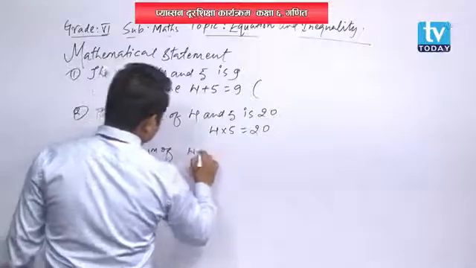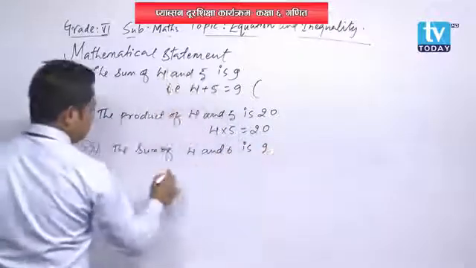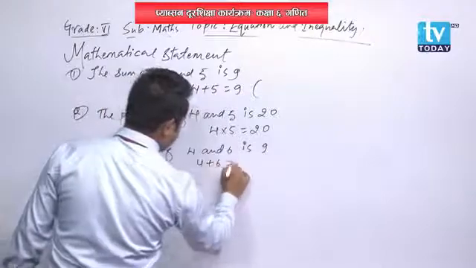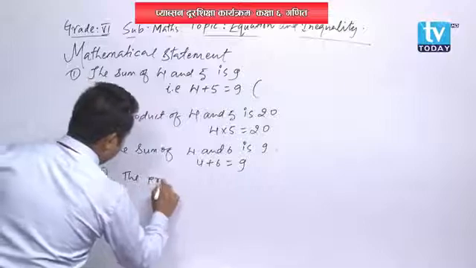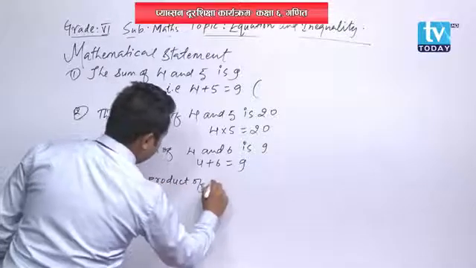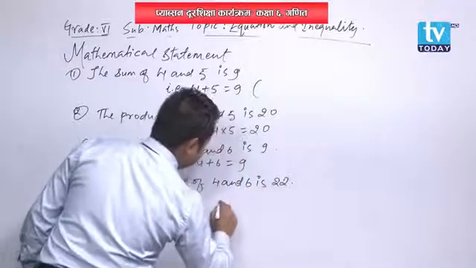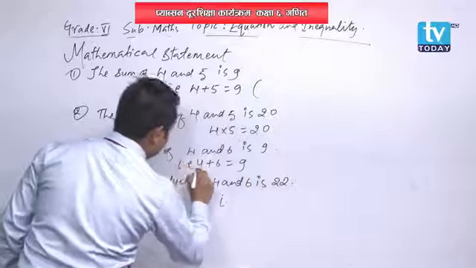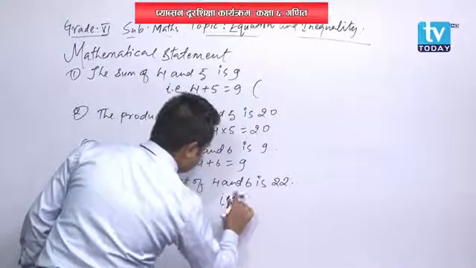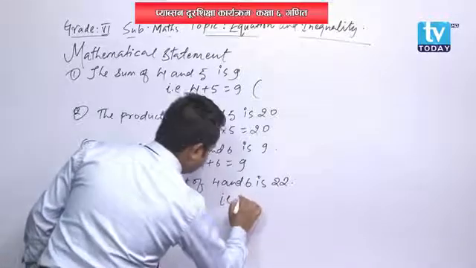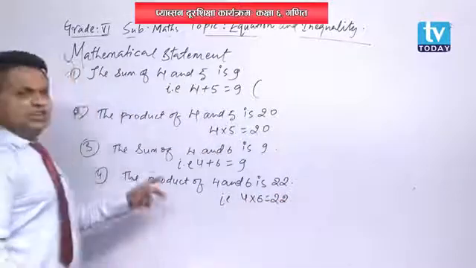Number 3, the sum of 4 and 6 is 9. Number 4, the product of 4 and 6 is 22. That is, the product of 4 and 6, 4 into 6 equals 22. These all are mathematical statements.